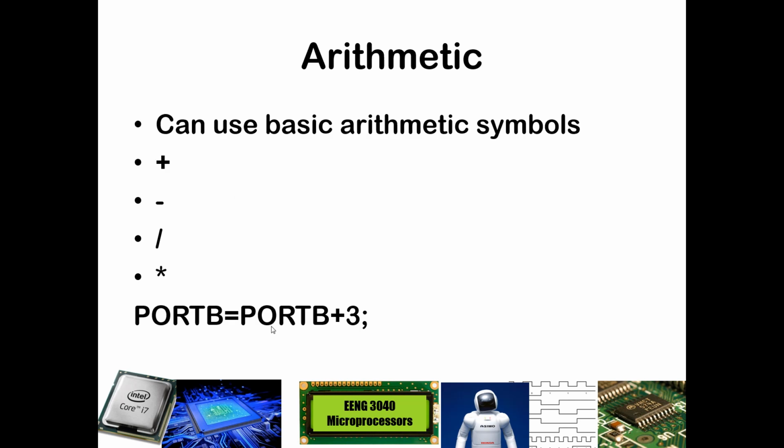Arithmetic. So before we had addition and subtraction. Now we get division and multiplication back. So that's very nice. Division, you can use a slash. Multiplication, use an asterisk. So you can say port B equals port B plus 3. Port B equals port B times 5. All those things are back and available.